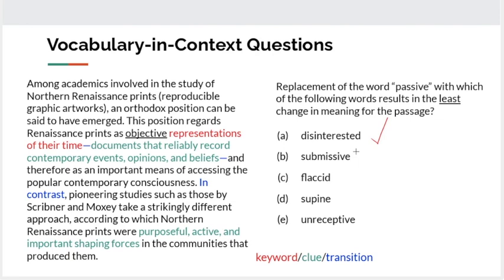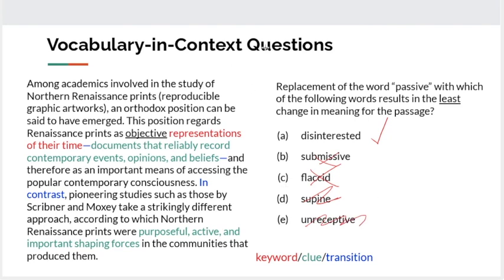Disinterested, that is a pretty good match. Why? Because disinterested means you're not putting your own personal interests into something, your own point of view or perspective or take. But let's look at the others. Submissive, no. So that could be a synonym of passive, but not in this context. Flaccid, a plant that hasn't been watered could be described as flaccid. It loses its shape. Not the right word here. Supine, that means lying down. So to be in a supine position. So again, that could be a synonym of passive in some other context. And then unreceptive, no.